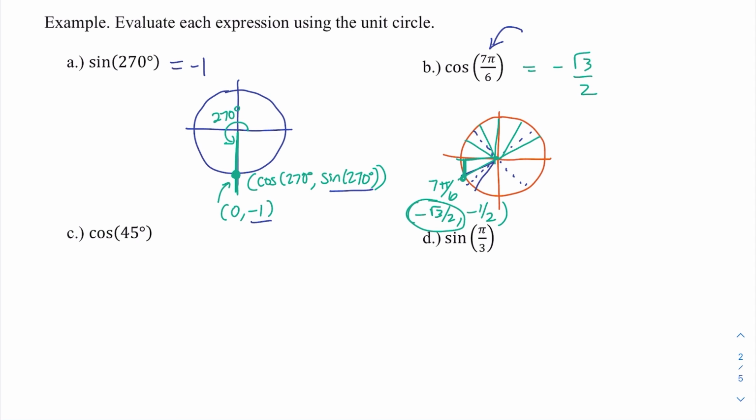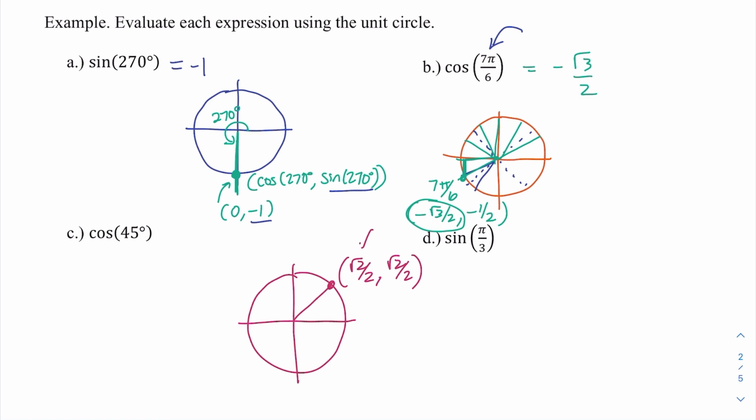All right, let's look at cosine of 45 degrees. This one might be even easier. So here's my circle. 45 degrees is right here. I know the point here is (√2 over 2, √2 over 2). Cosine corresponds to the x-coordinate, so this is √2 over 2.